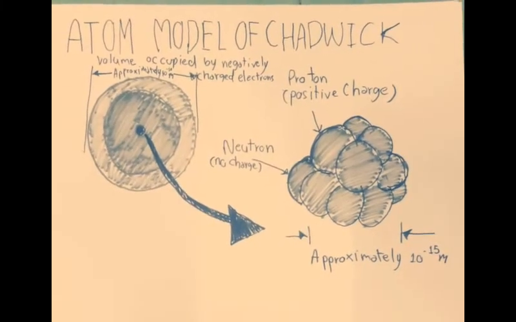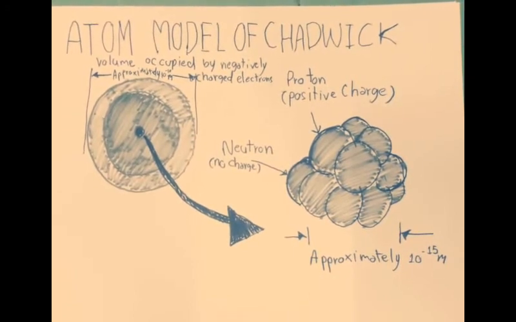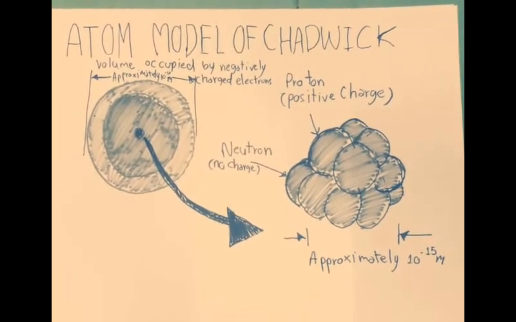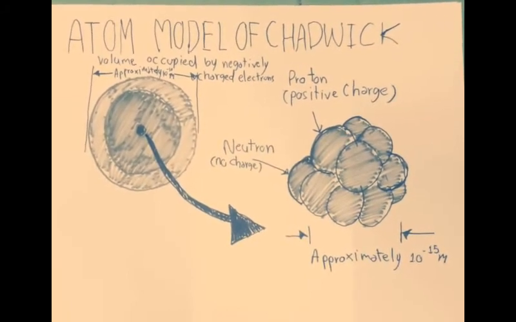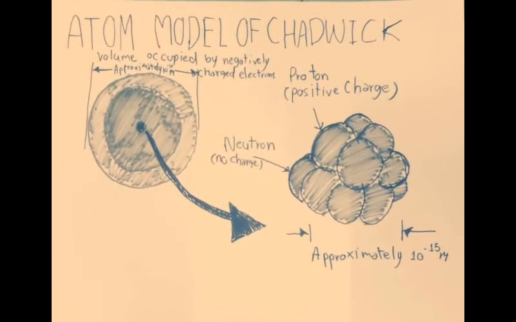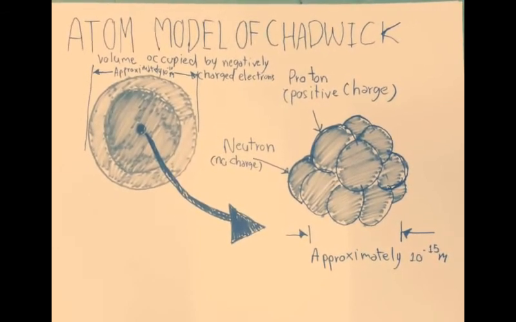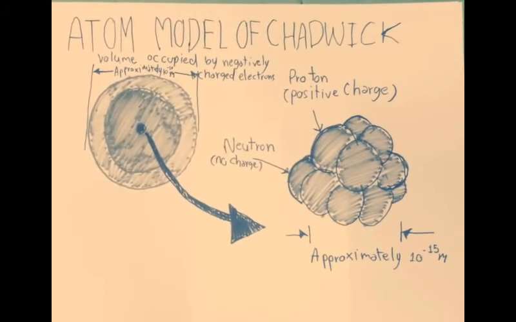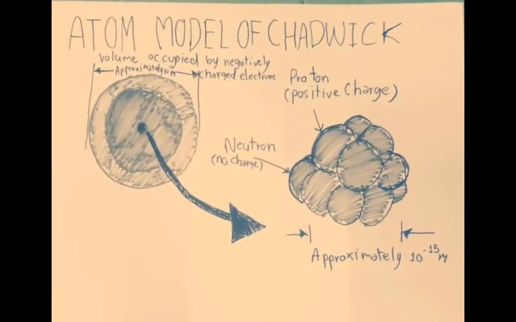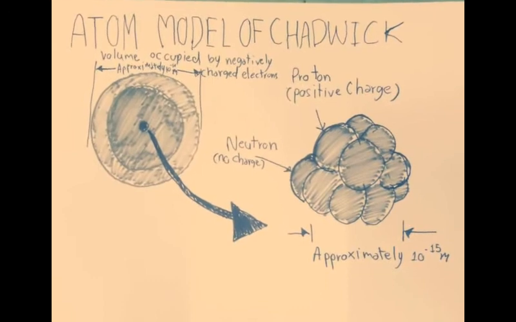The view of an atom as we know today: the protons and neutrons in the nucleus take up very little volume but contain essentially the entire mass of the atom. A number of electrons equal to the number of protons move around the nucleus and account for most of the atom's volume.